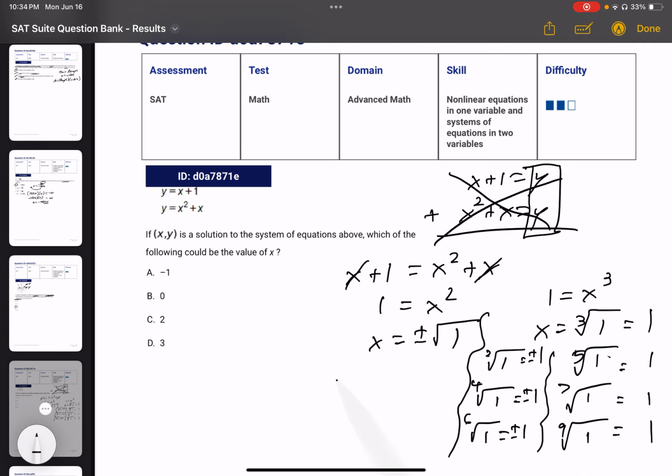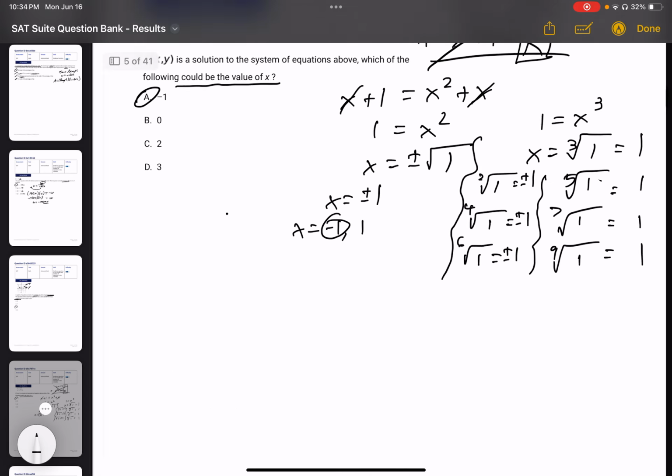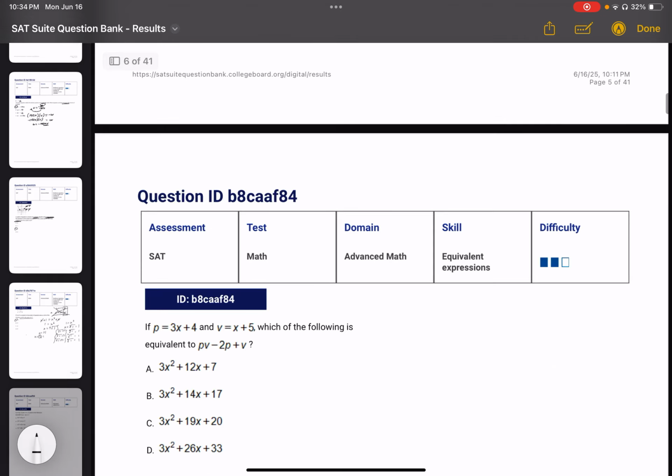Okay, so here our answers are plus or minus 1, so we have x equals -1 and 1. And it says, which of the following could be a value of x? So this alludes to how there could be multiple values, but just choose one that matches with what we have. And as we see, -1. Okay, moving on to the next problem.